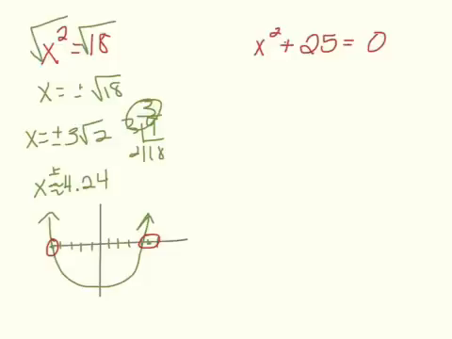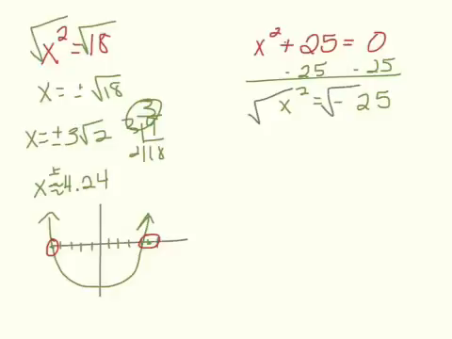The next problem, I'm going to isolate x squared. So I'm going to subtract 25 to the other side. So x squared equals negative 25. To solve this, we would take the square root of both sides. Well, can I take the square root of a negative number? And the answer is no. Therefore, I would have no solution.